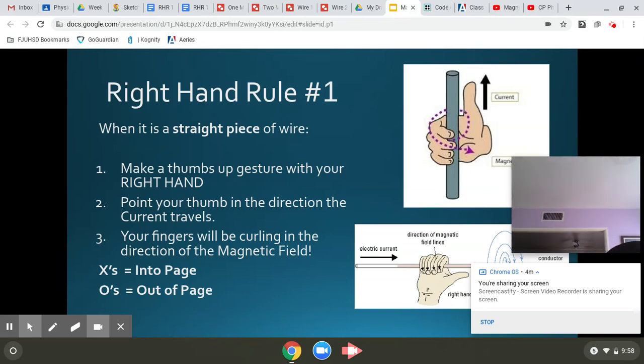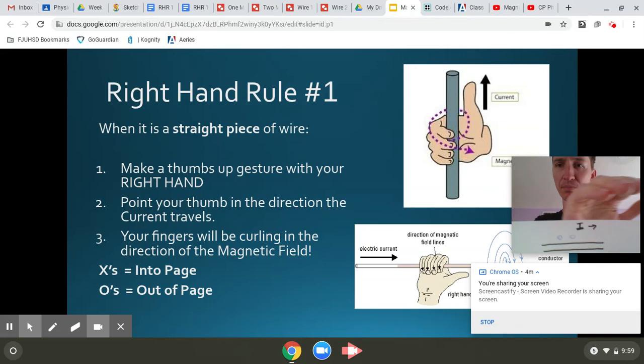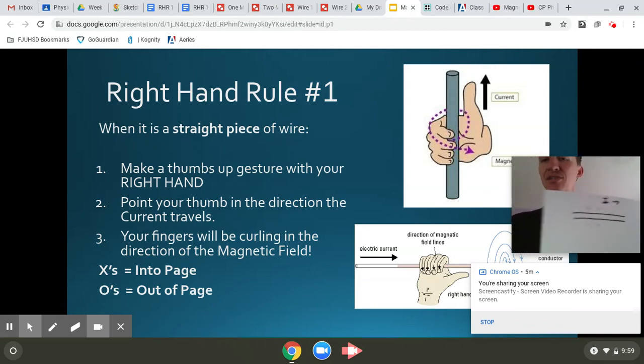But what you would draw if you had to illustrate the magnetic field would be X's and O's. Notice if you use a right hand, on top, your fingers are coming out of the page, out of the screen. And on the bottom of the page, they're going into the page, and that means the X's. So this is how you would illustrate this.